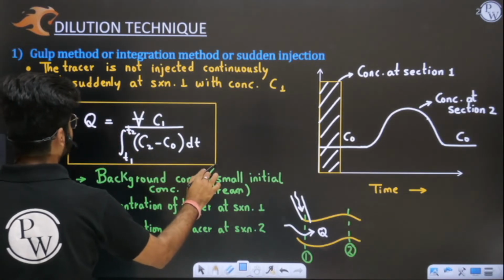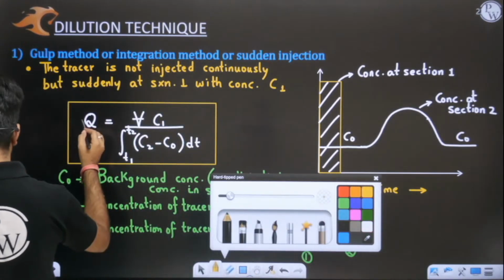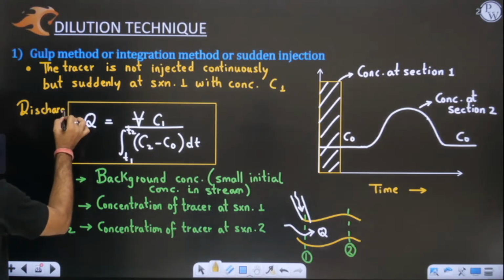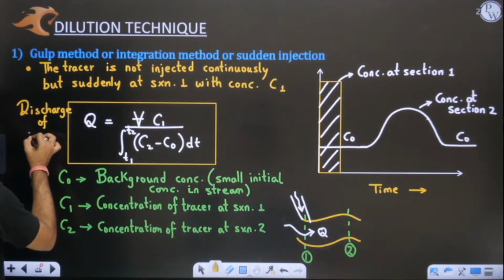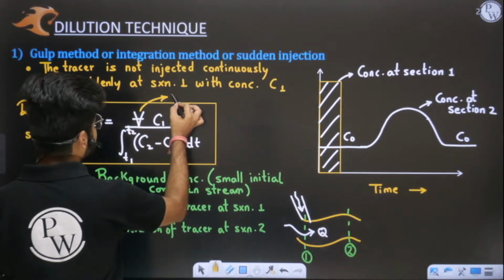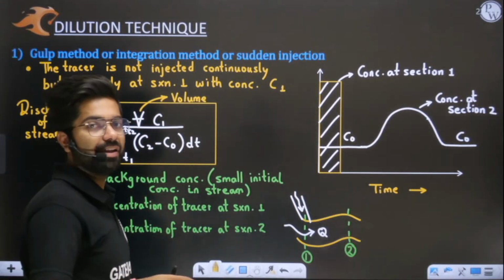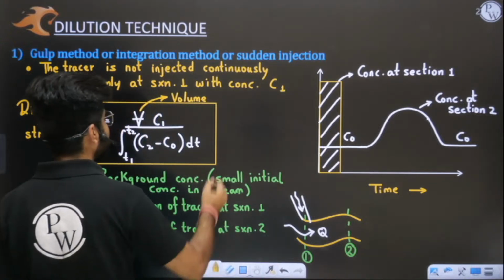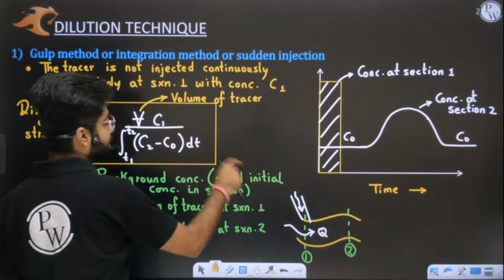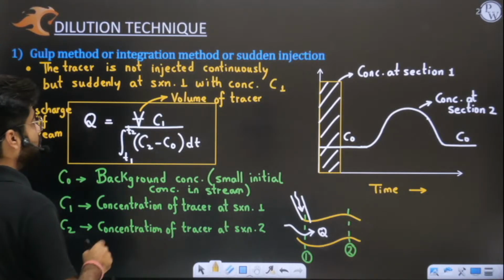Let us understand the meaning of these terms. This is the discharge of the stream which we are interested in finding. This is the volume of tracer, which will be given in the question, like how much volume we are injecting here, 5 cubic centimeters, 10 cubic centimeters, like that. This will be the concentration of the tracer which you have injected, C1.